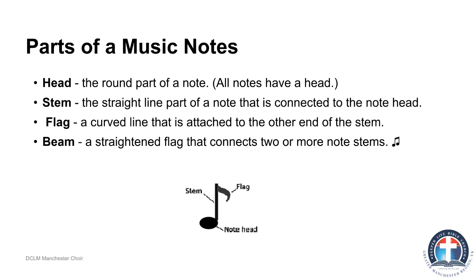We want to look at the parts of music notes. There are various parts of music notes. The first part of music notes is a note head. The note head is a round part of a note. It has a shape like that of a circle. Take note, all notes have a head.